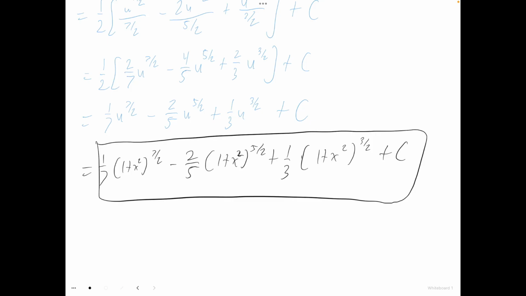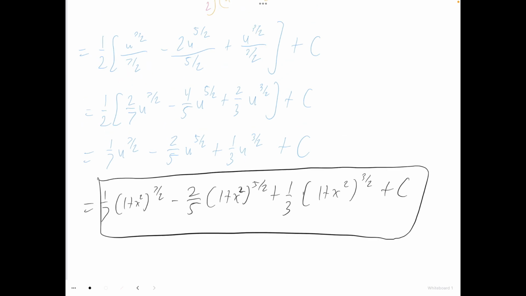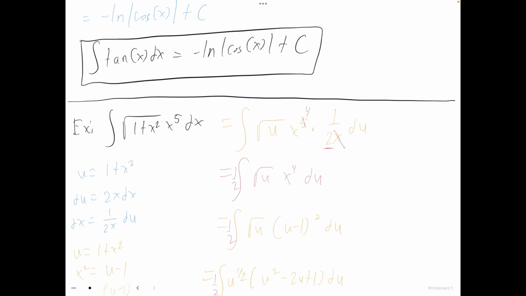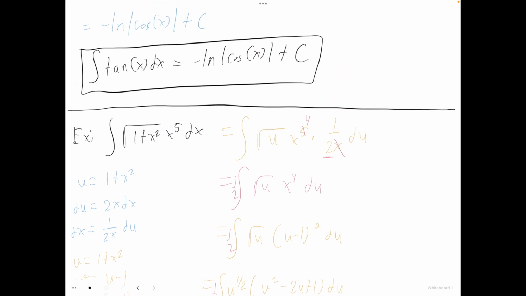Now notice that is a fairly complicated looking function, but we did find the antiderivative. If you take the derivative of this, for sake of time, I'm not going to, but if you took the derivative of this, you'd find it does simplify to the square root of 1 plus x squared times x to the 5th.